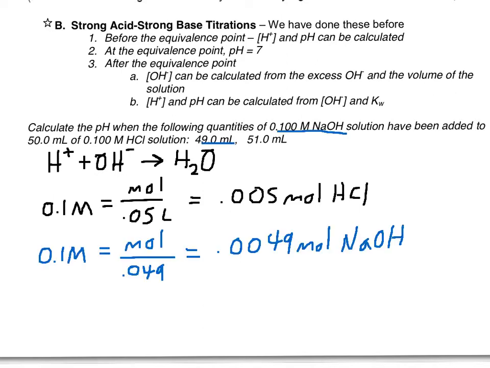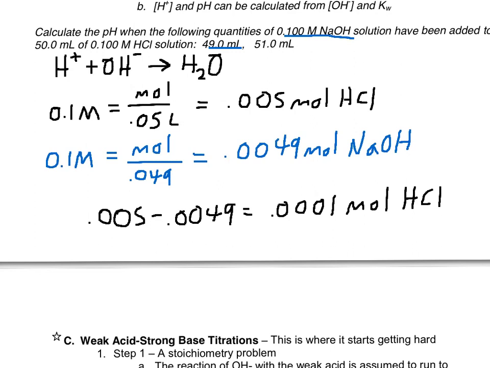Now, when we look at this, we see that we have 0.005 moles of HCl and 0.0049 moles of NaOH, and that means that NaOH is going to be my limiting reagent because I have less NaOH than I have HCl. So that means I'm going to use up all the NaOH. I'm going to use up 0.0049 moles of HCl, and what I'm left with is 0.0001 moles of HCl.